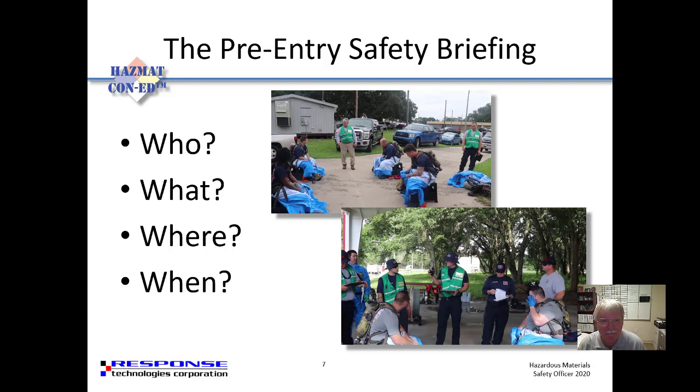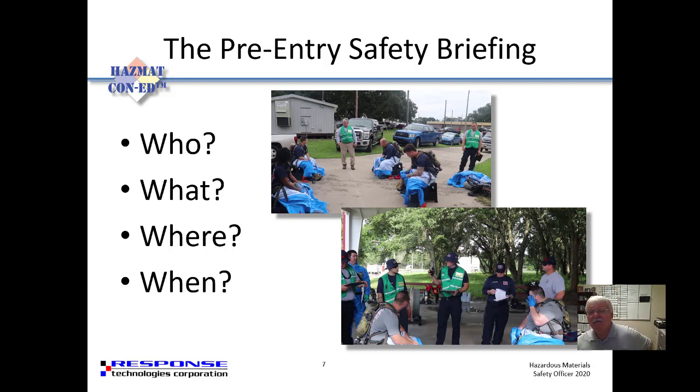What are we going to brief them on? The best way to do this briefing is to go right down that site safety control plan. Use that ICS 208HM because it has everything in there that needs to be discussed. It has your personal protection, it has your chain of command, it has the anticipated hazards, it's got action levels, it's got decontamination, it's got your entry objectives, and it's got your emergency procedures. Those are all the things that need to be discussed in the pre-entry safety briefing.